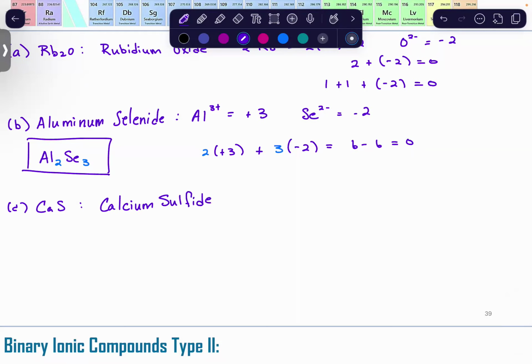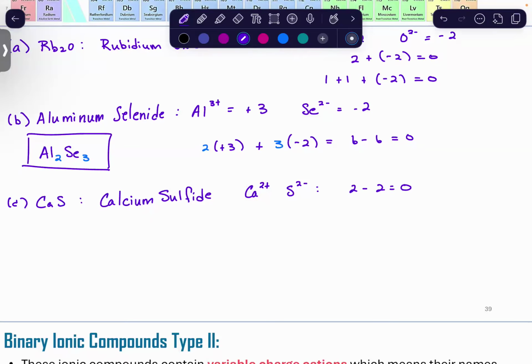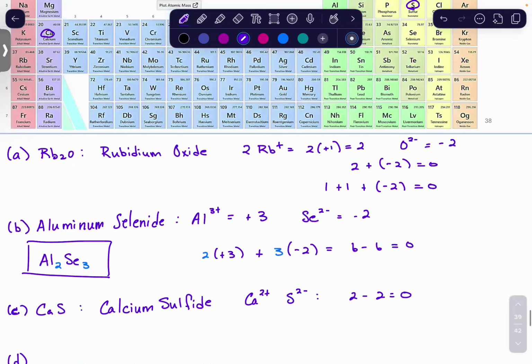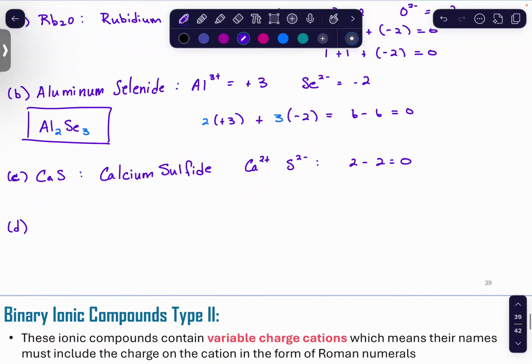Again, we do cation, anion in the name. It's also the same in the molecular formula, but you notice I have one of each. So that's going to be calcium is a 2 plus, sulfide is a 2 minus. And so what that's going to be is 2 minus 2 equals 0. So the calcium and the sulfide go together in a 1-to-1 ratio. That was part C. Part D, strontium fluoride.